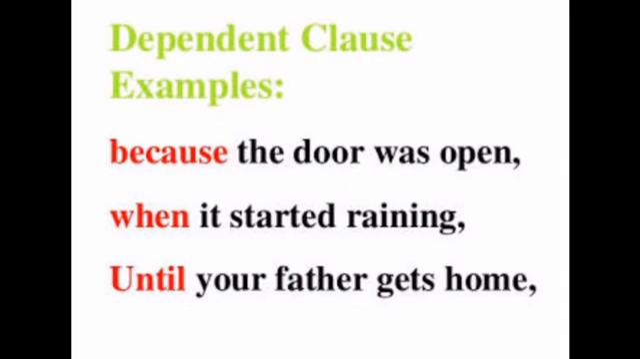Second sentence, when it started raining. Here the subject is it and started raining is the predicate part. Even though that sentence has a subject and predicate, the sentence is not meaningful itself because it demands the help of a main clause. In the last example, until your father gets home, here your father is the subject and gets home is the predicate part. Even though that sentence has a subject and predicate, this sentence also cannot stand alone because it demands the help of a main clause.